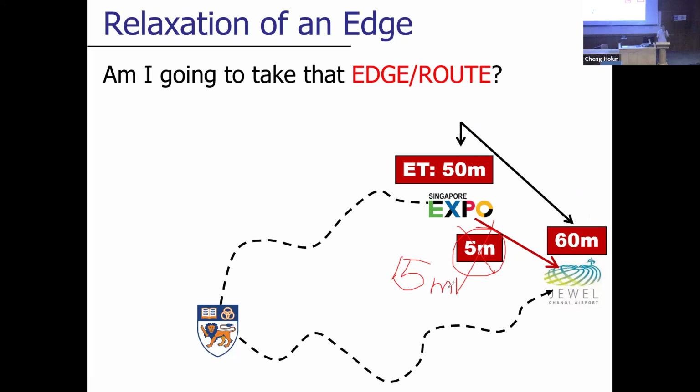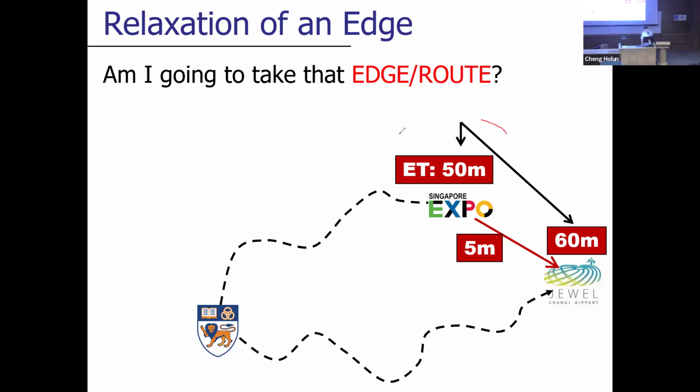Will you take the edge? No, right? Because you go to Expo is 50 minutes. You take from Expo to Geo Airport is 65 minutes. Does it improve? No, it doesn't. The original way, I don't care. You went from NUS to Geo, is good enough. You take the new route, you take more time. So you have two choices.